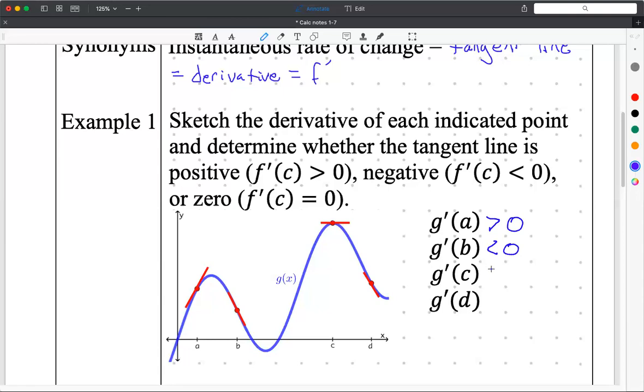What about C? What is the slope at C? Positive, 0, negative? Everyone's saying 0. You're correct, so I say equal to 0. And what about D? The slope of the tangent line is negative. Yes, good.